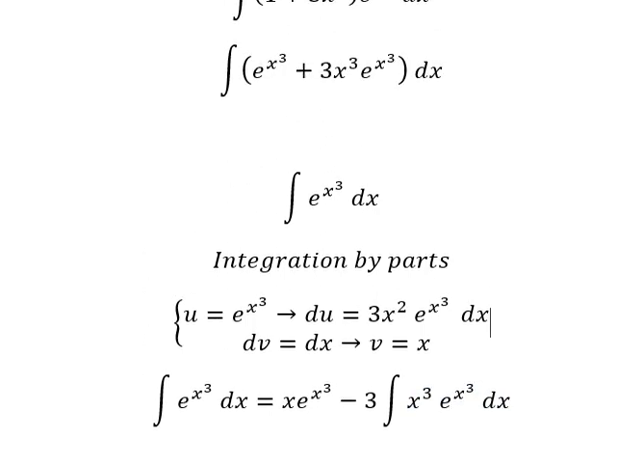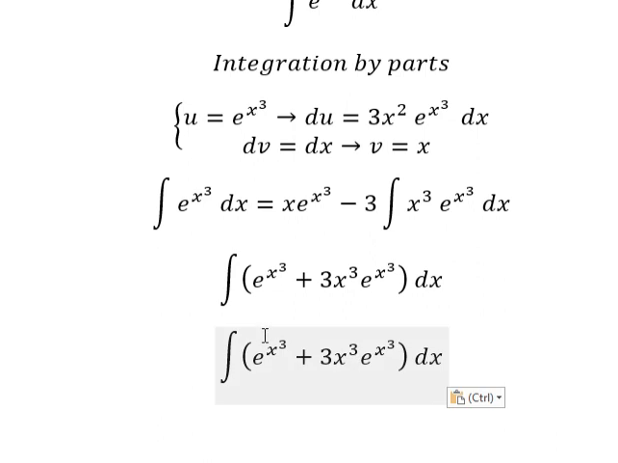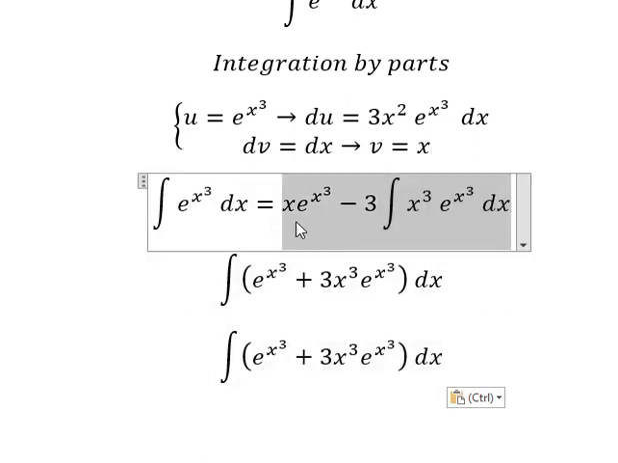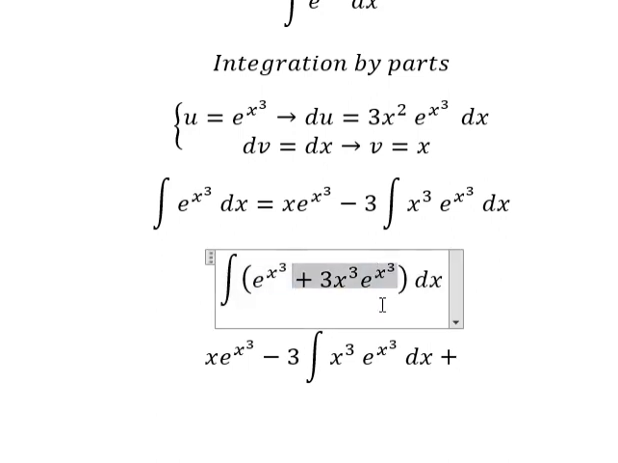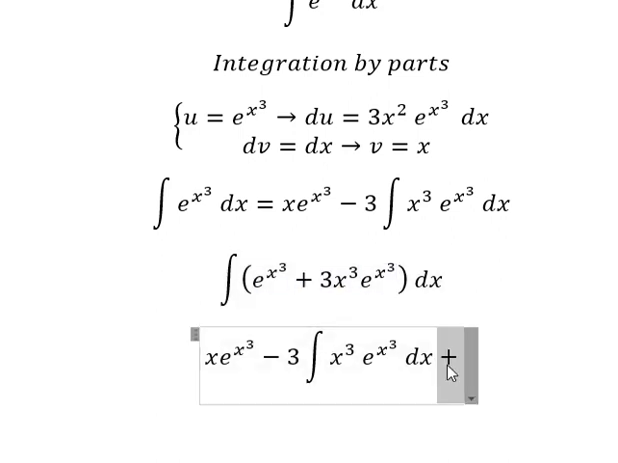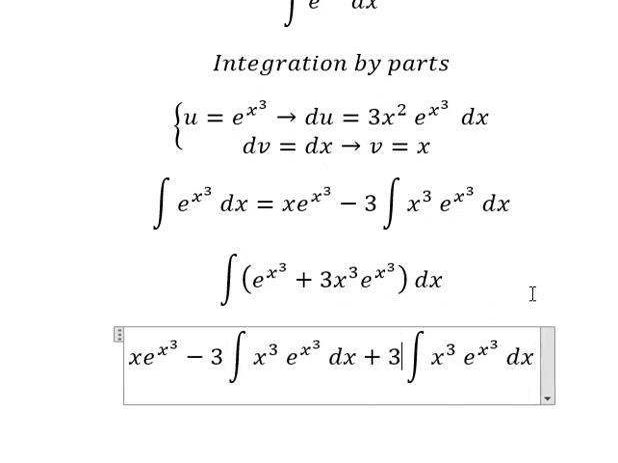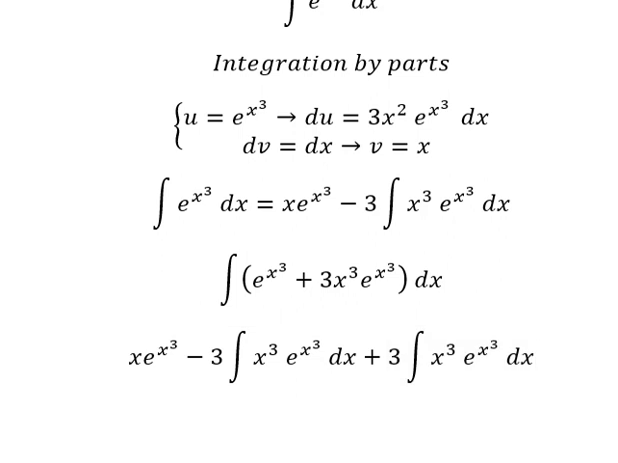Now we need to go back in here. The integration of this one, that is about this one. So we can see that this one and this one, they cancel, and now we have the final answer.